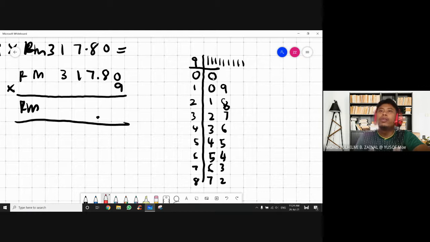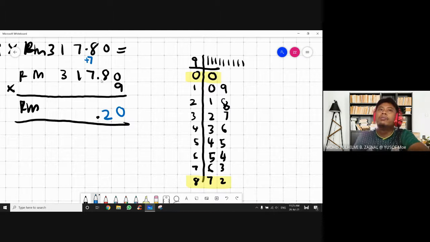0 times 9 equals to 0. So bring down 0. Highlight sikit lah. 0 here. 8 times 9. You bagi nampak 72. Okay, so 72, what should you do? Bring down 2. Jangan ambil 72 suka-suka letak terus. 7 bring up.